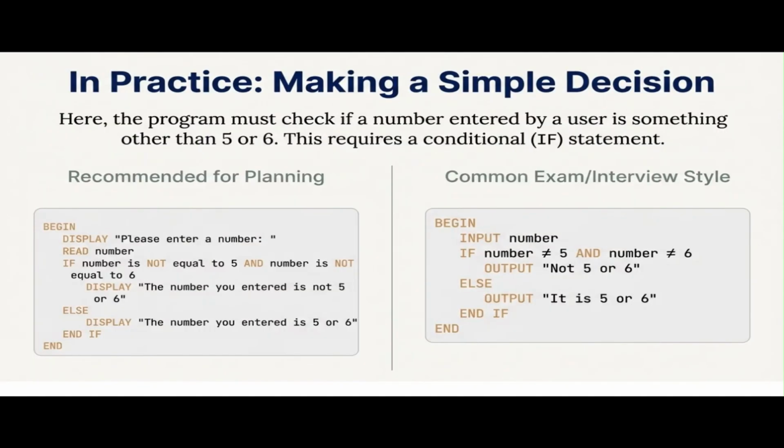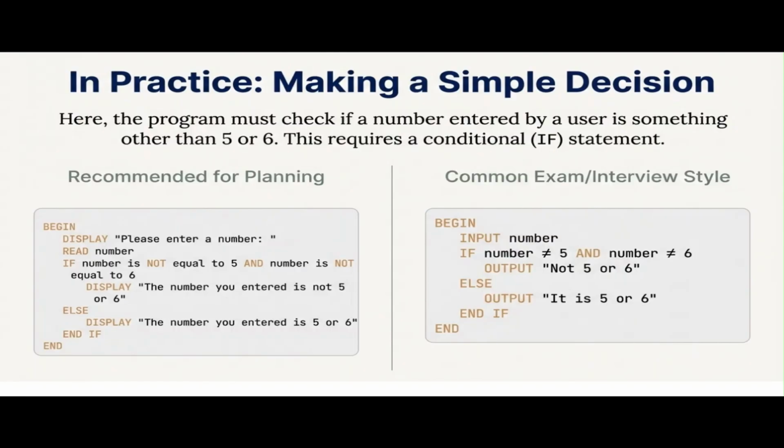The next example builds on choices. Check if a user's number isn't 5 or 6. Recommended style: begin, display, please enter a number. Read number. Then if number is not equal to 5 and not equal to 6, display the number you entered is not 5 or 6. Else display the number you entered is 5 or 6. End if, end. It's like a yes/no question with two paths.